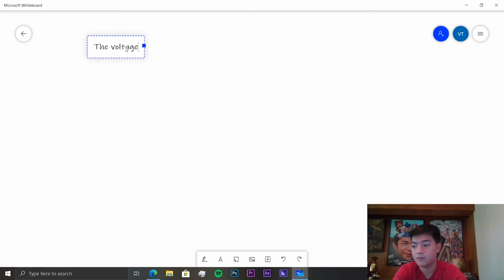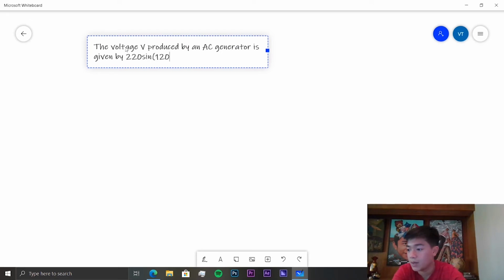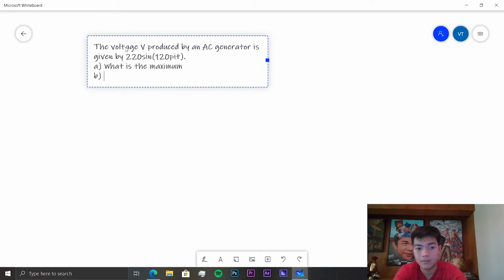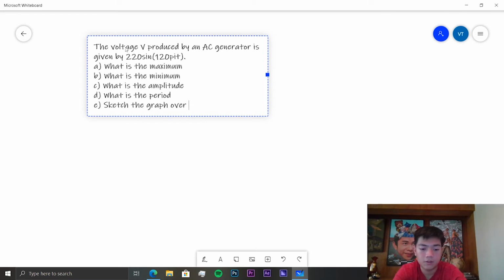The voltage V produced by an AC generator is given by 220 sine 120 pi t. So questions. What is the maximum? What is the minimum? What is the amplitude? What is the period? And sketch the graph over 2 periods.